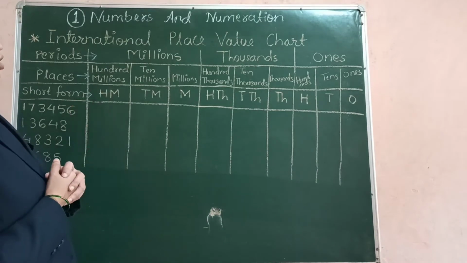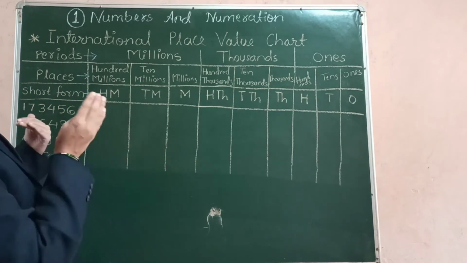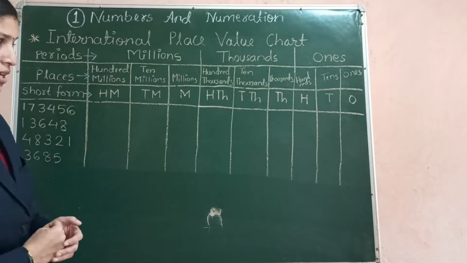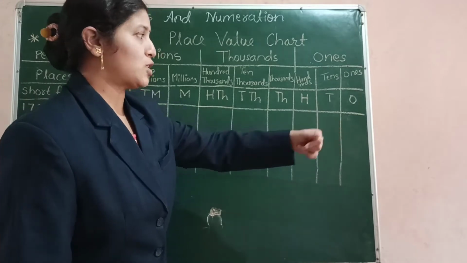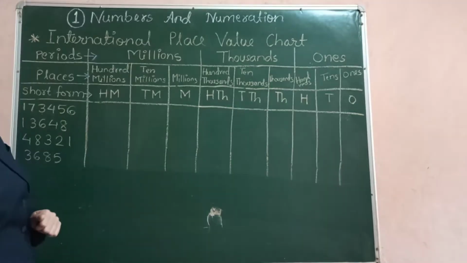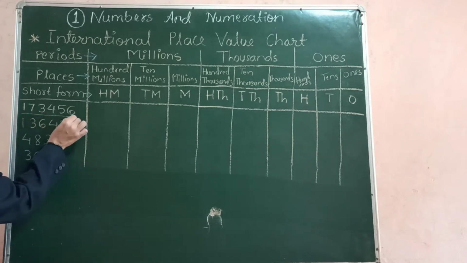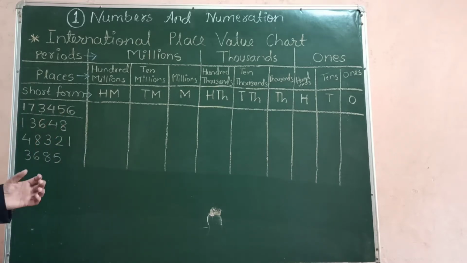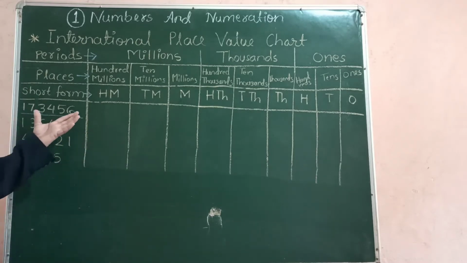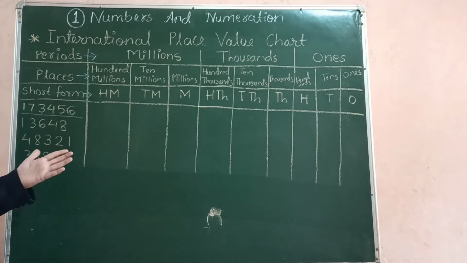Now let us look at some numbers and how to place them in this place value chart. The rule is also the same. We should start from the lower place value, that is ones. Let's take one example. The first number given to us is 173456. Let's start placing the digits of this number into the place value chart. The rule is the same.